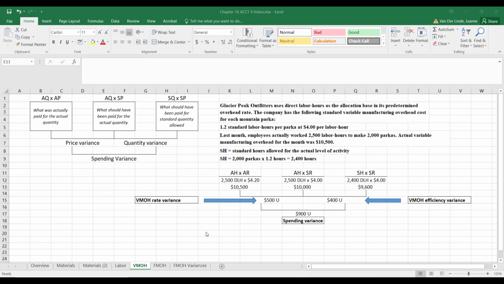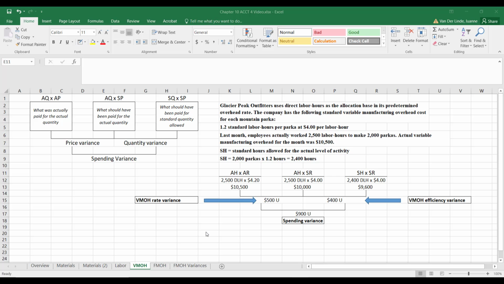1.2 standard labor hours per parka at $4 per labor hour, so $4 of variable overhead. Last month, employees actually worked 2,500 hours to make 2,000 parkas. Actual variable manufacturing overhead for the month was $10,500.